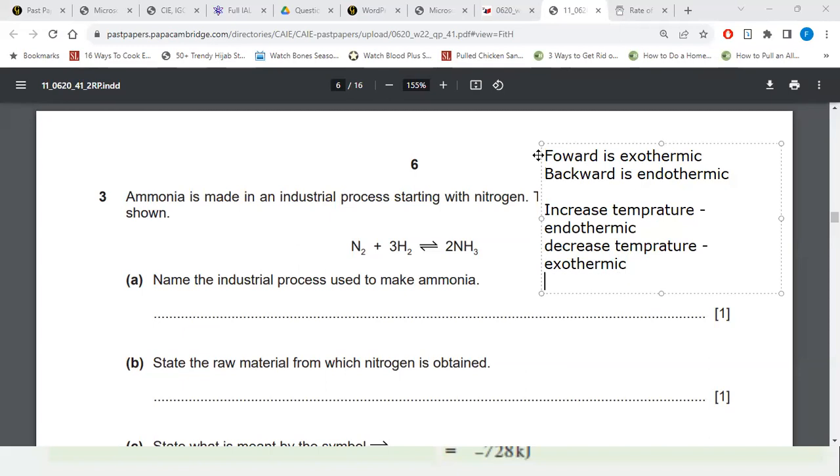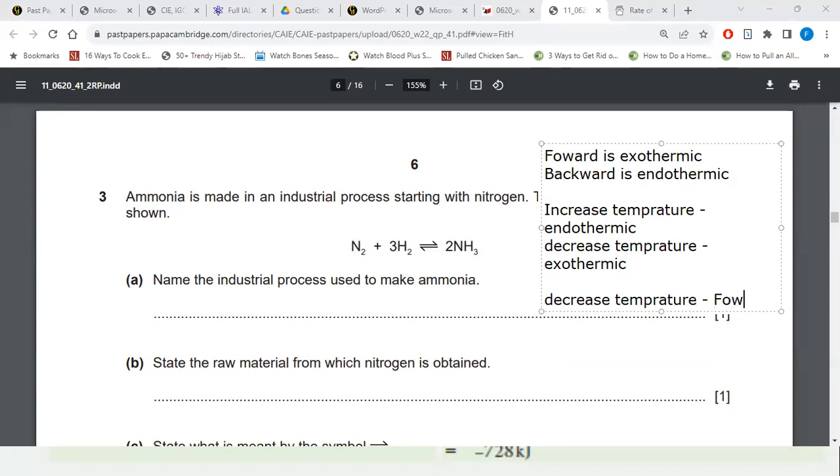Now over here, the question is about decreased temperature. So if I decrease the temperature, where should my reaction go? Should it go forward or should it go backward? If we decrease the temperature, should it go forward or backwards? It's going to go to the forward reaction.